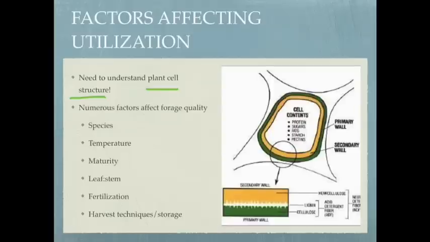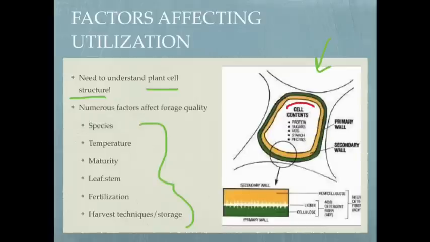And there are numerous factors that affect forage quality. All of these factors, species of forage, temperature, maturity of the forage, leaf to stem ratio, fertilization, and even how we harvest it or store it can affect forage quality. And so when we're talking about understanding the plant cell wall and plant cell structure, there's three things you need to know about. One is, if we take a look at our schematic of a plant cell, and I'm going to change my color to red or something that should show up a little bit better.